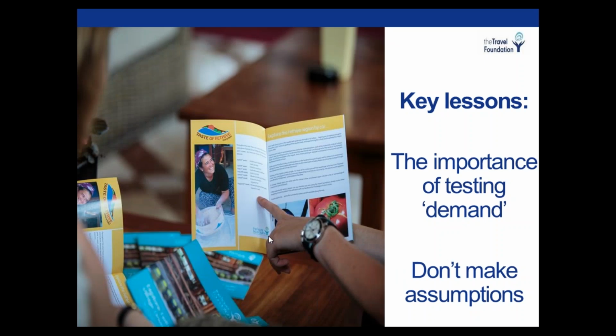So in summary, we learned that it's really important to understand what motivates your target market. And it's really important to test your assumptions, both at the beginning of the project and throughout, building that into your strategy of implementation. We also learned that different hotels have different needs and motivations, and therefore you need to design your engagement strategies accordingly. So the key lessons are: always test your demand and always test your assumptions.